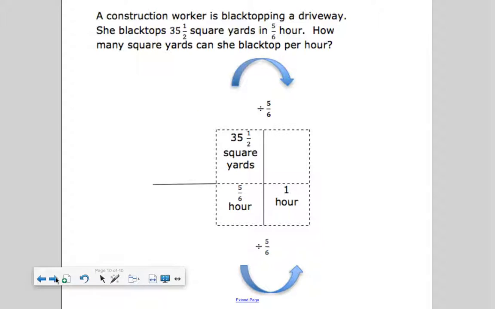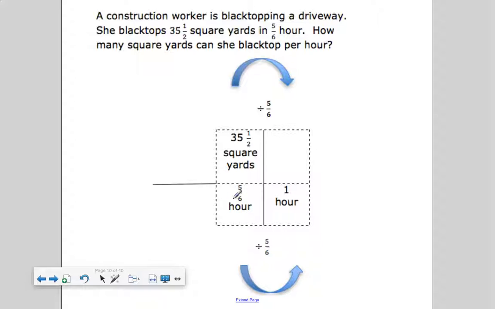So for example, a construction worker is blacktopping a driveway. She blacktops 35 1/2 square yards in 5/6 hours. How many square yards can she blacktop per hour? Each hour. For every 1 hour. So I've already set up the problem here. I remember in rate, you've got to label it. 35 1/2 square yards. She did it in 5/6 hours. We would like to figure out how many square yards she can do in 1 hour, per hour, each hour.